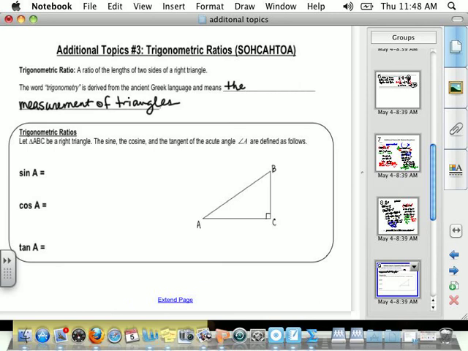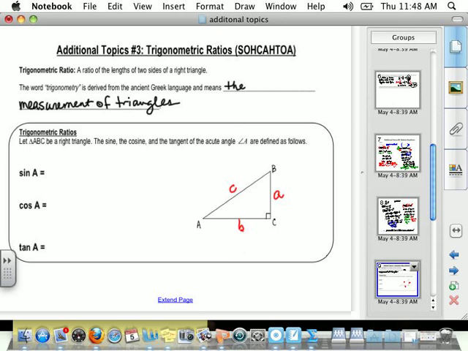So it says, let triangle ABC be a right triangle. The sine, cosine, and tangent of the acute angle A are as follows. Do you guys remember in geometry when you had triangle ABC? Across from angle A, across the triangle, that's called little a. That's the segment length, little a. Across from angle C, you put little c. And across from angle B, you put lowercase b.